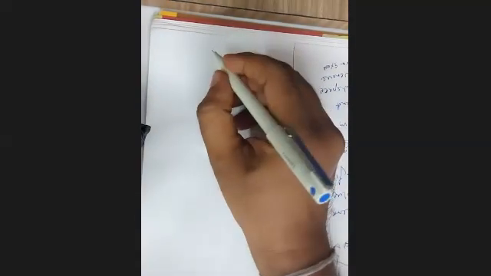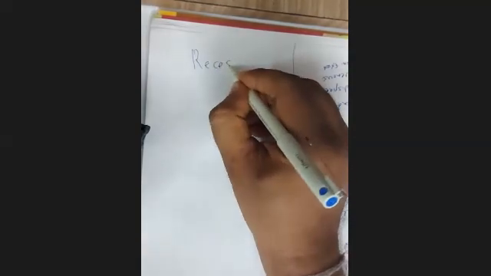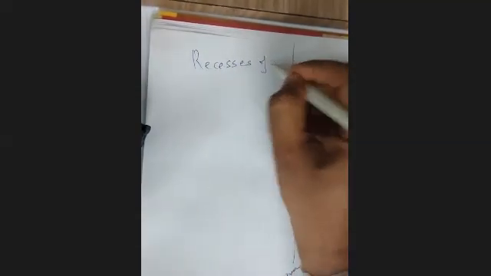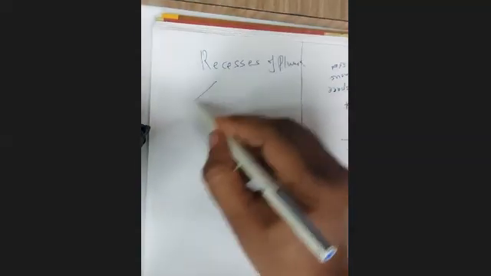Now we go on to the next topic in the pleura, which is the recesses of the pleura. What are the recesses? Recess means space. So there are two recesses in the pleura.